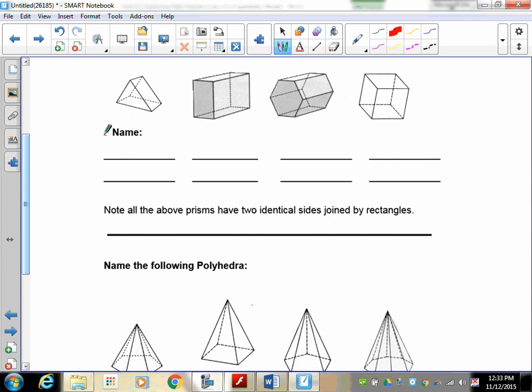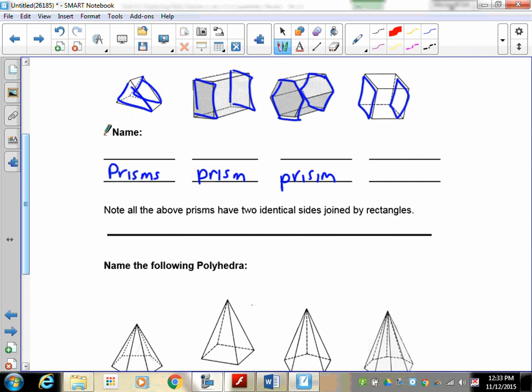Okay. Since these ones all have matching parts, we know that these are all prisms. So the bottom here on all of them, sorry, should be plural, prisms. Spelling's not good today. All right, now the next thing to do is to name the type of prism it is.